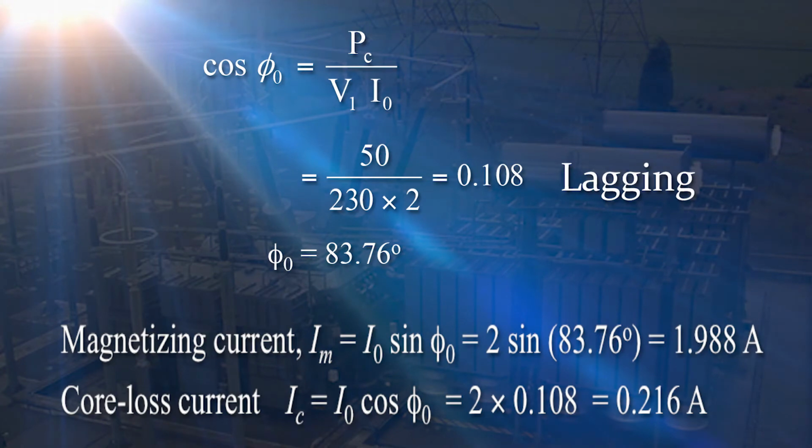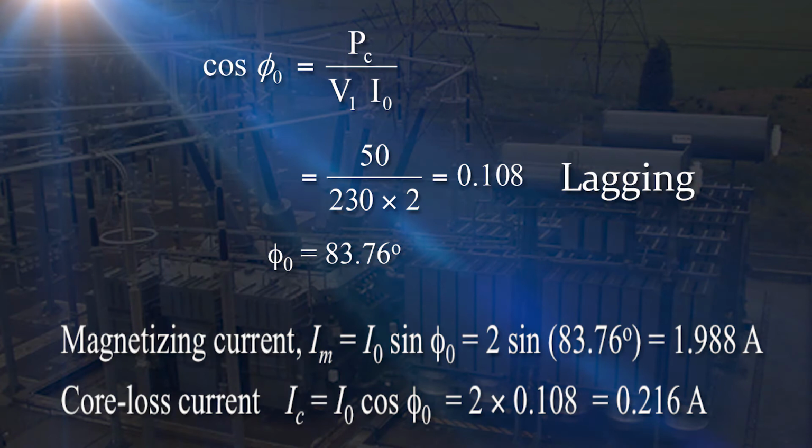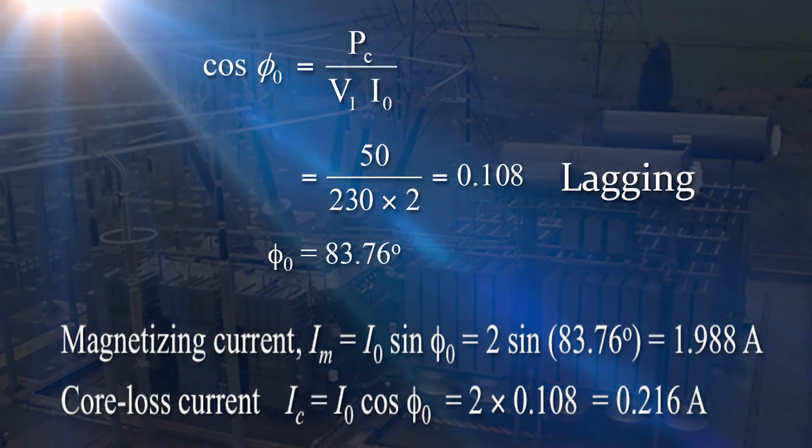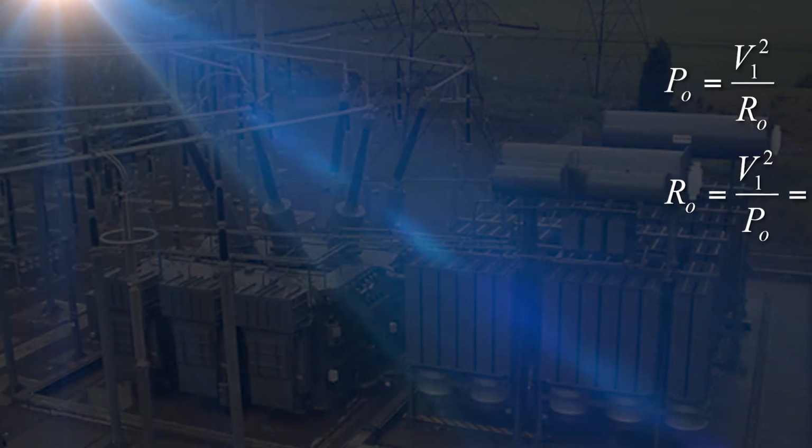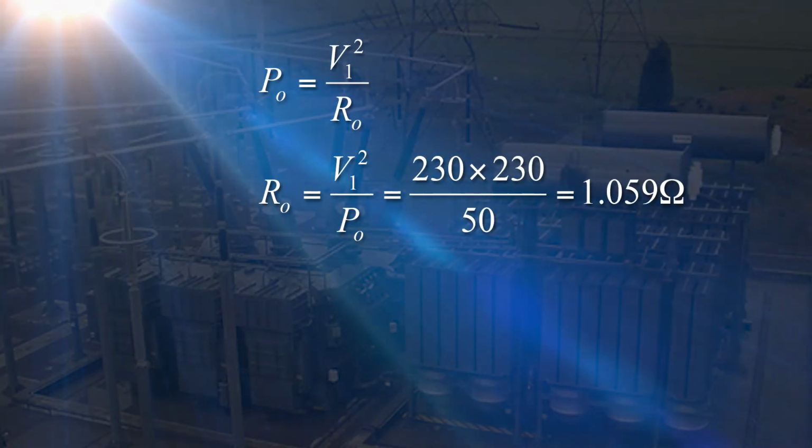So you have a value of I naught, that is the no load current, it is 2 ampere, and the value of cos phi naught is 0.108. So just put the value here, and after solving you will get the value of the core loss current, that is IC is equal to 0.216 ampere.